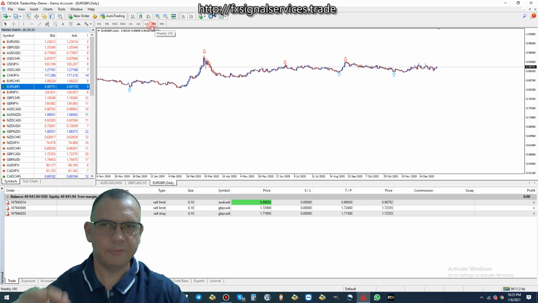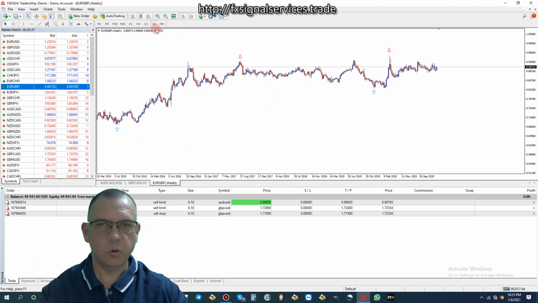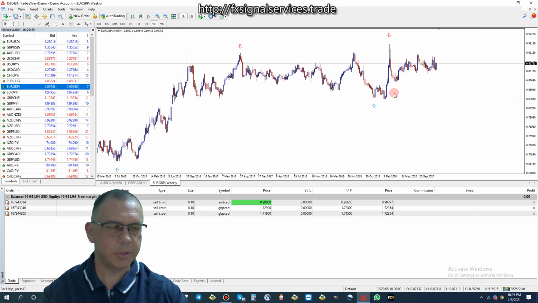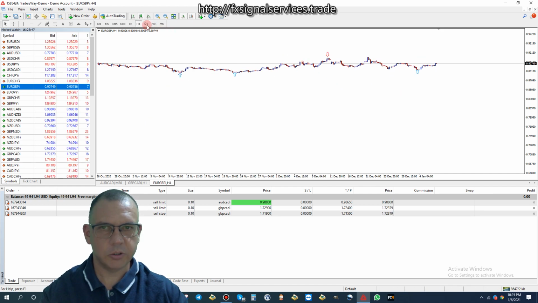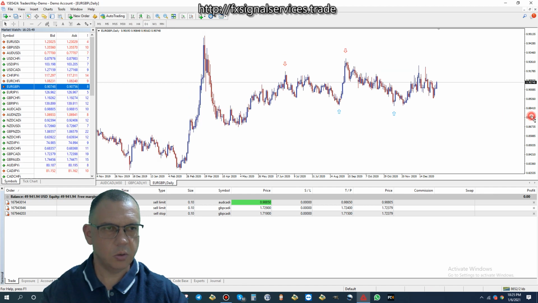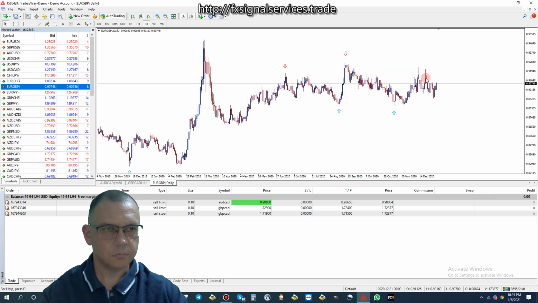I like to look at the 4-hour, daily, and weekly just to get an idea of where the price is headed long term, the bigger trend. Because the daily and the 4-hour show to go up, I think the price is going to go up some more.